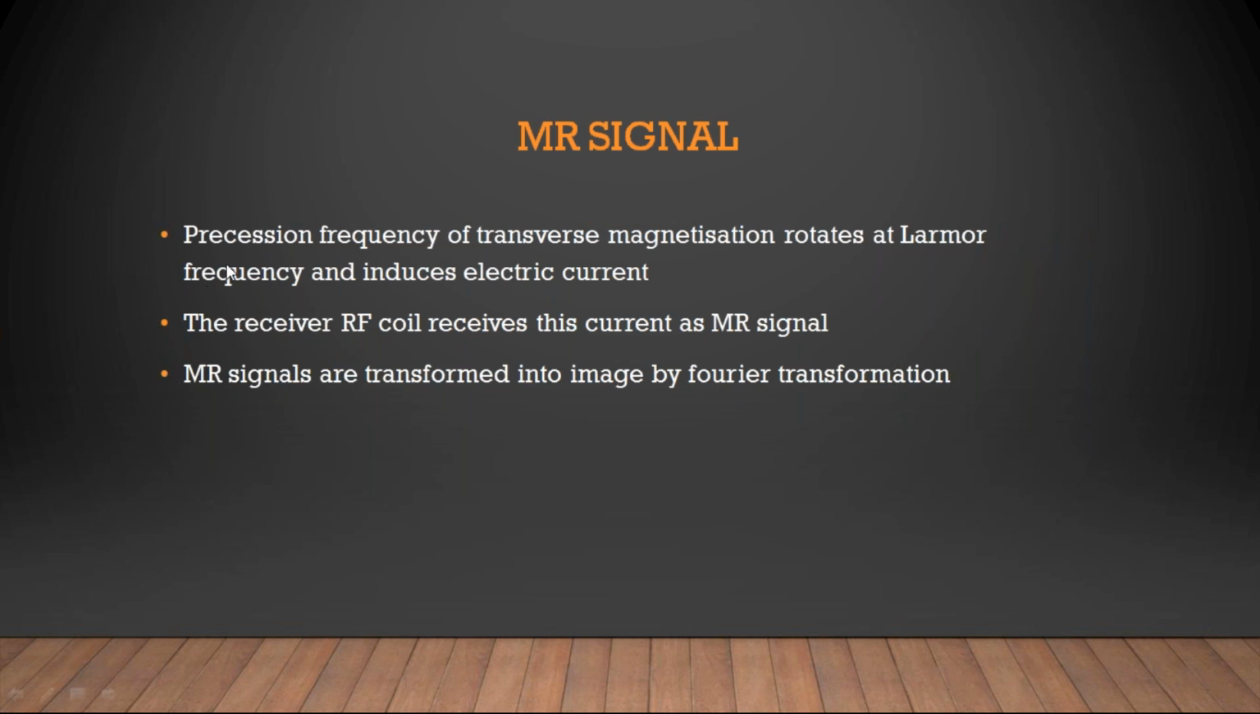So how is an MR signal obtained? The transverse magnetization rotates at the Larmor frequency and it induces an electric current. The receiver radio frequency coil receives this current as the MR signal, and these MR signals are transformed in a complex process in the computer by Fourier transformation.